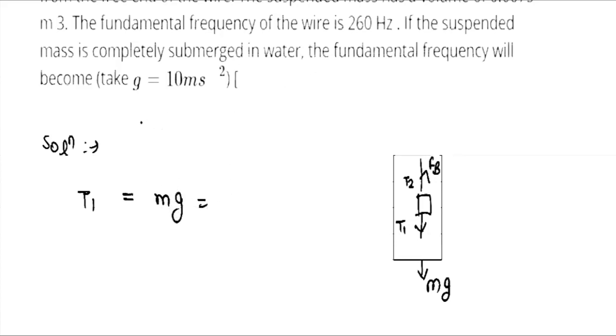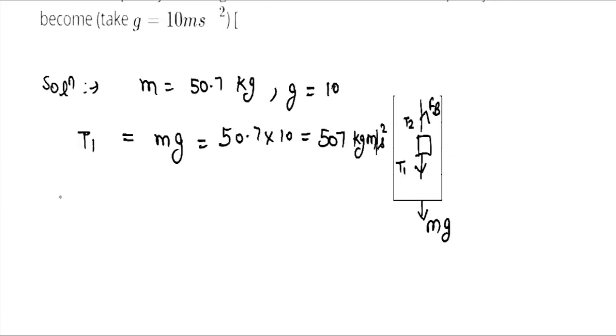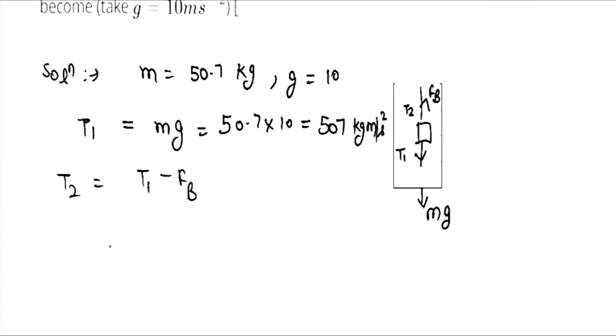We have M given to us as 50.7 kg here, and g is 10. So from this we get 50.7 into 10 is equal to 507 kg meter per second square here. And we have tension 2 is T1 minus FB. So we can find FB is equal to rho of water, that is the density of water, into volume, into g here.